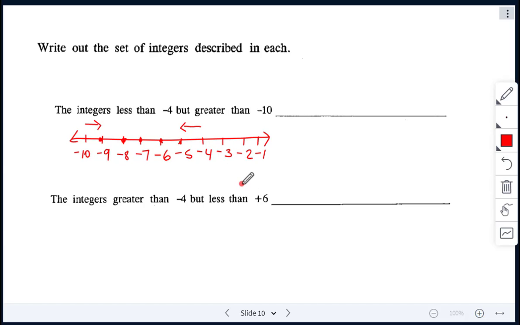So those would be the ones that are included, but it does ask us to write them out. So I'm just going to write them out here. Negative 5, negative 6, negative 7, negative 8, and negative 9.